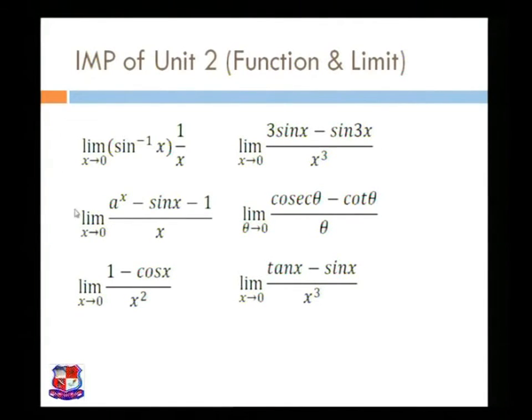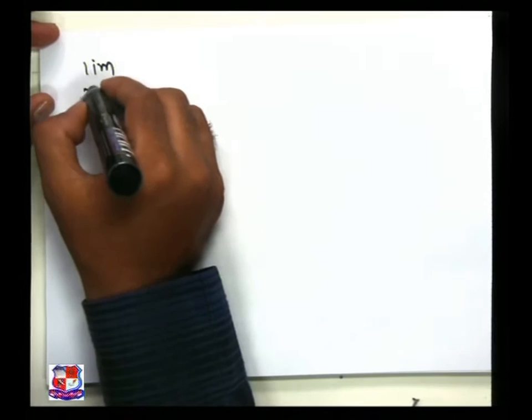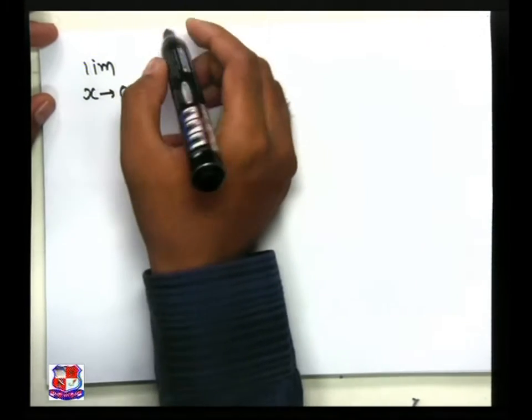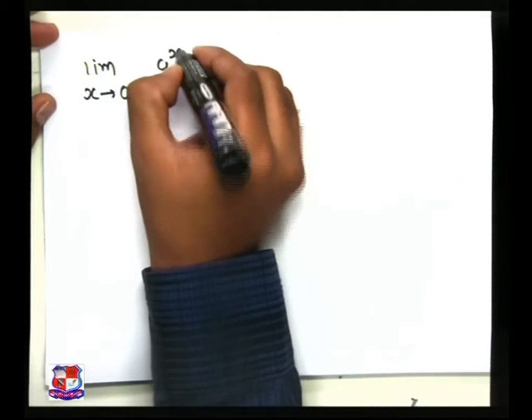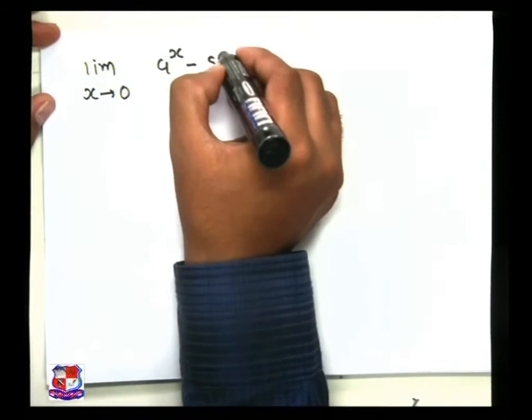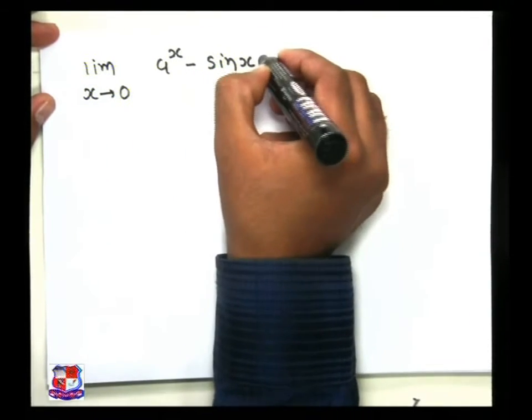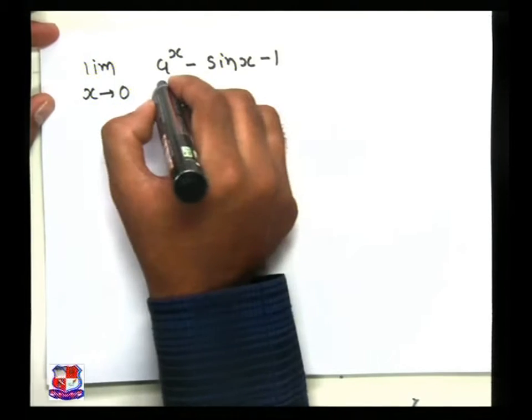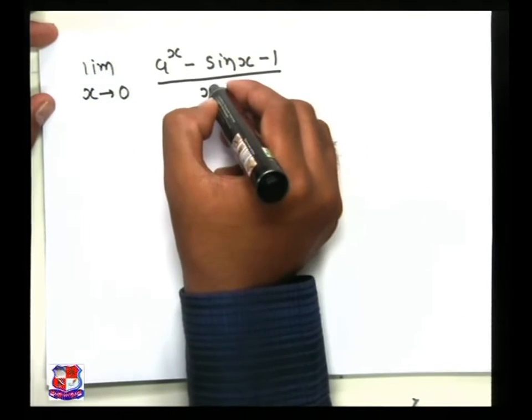Our next question is limit x tends to 0 a raised to x minus sin x minus 1 divided by x. So we write it first. Limit x tends to 0, a raised to x minus sin x minus 1, divided by x.